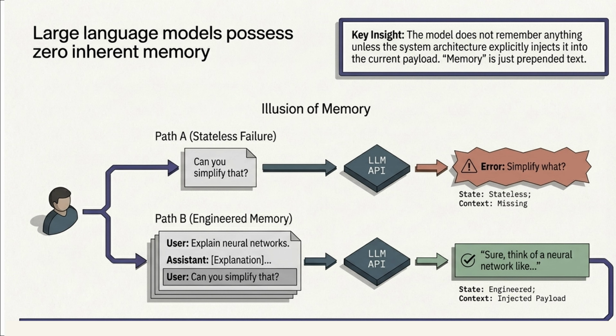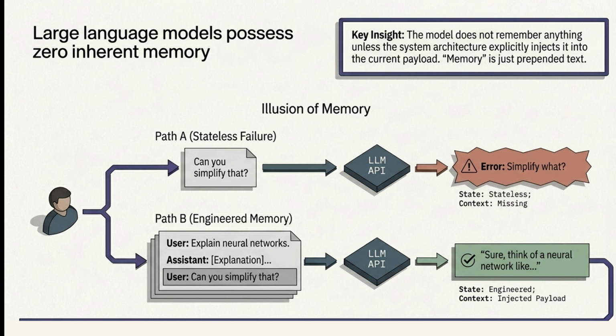We create it by explicitly injecting your entire interaction history into the payload every single time. If you just ask an isolated follow-up question like, hey, can you simplify that? The model crashes because it has no clue what that is. It's a classic stateless failure. You have to engineer the state by prepending the prior conversation. And this is the vast difference between just playing in a sandbox and building a real working app.